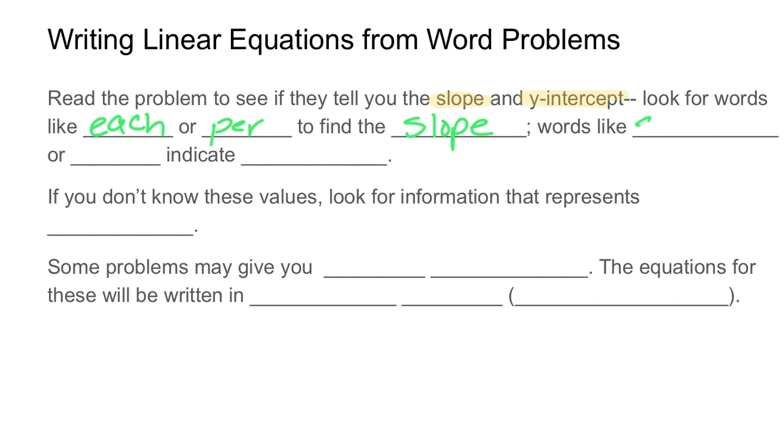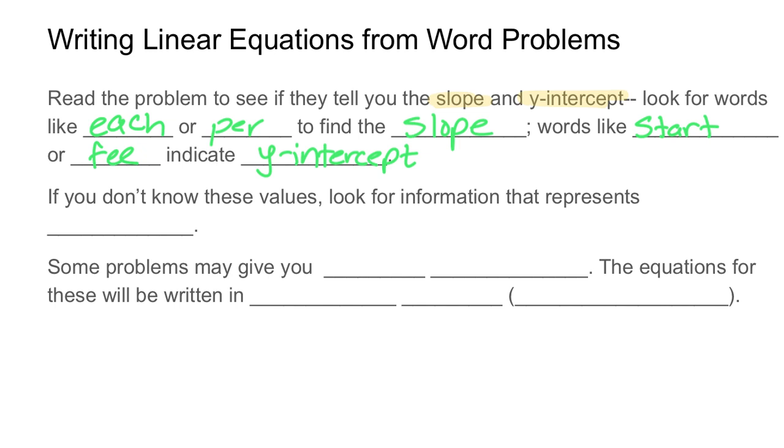Words like start or fee are words that indicate your y-intercept. Y-intercepts are like initial values. It's what you'd have to pay or what you would have if there was no change at all. So whatever it starts at, or whatever the fee value is, the thing that only happens once, is your y-intercept.